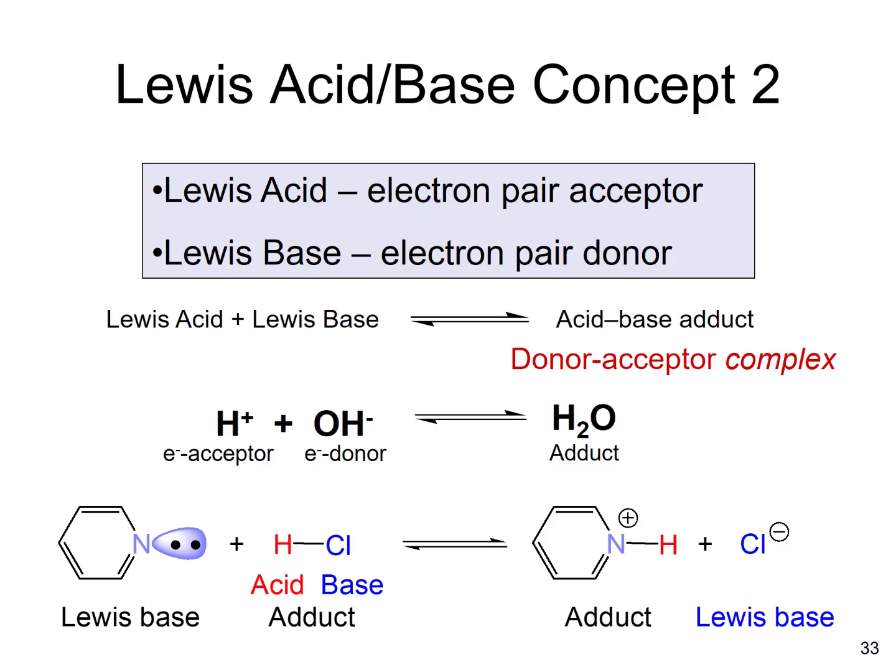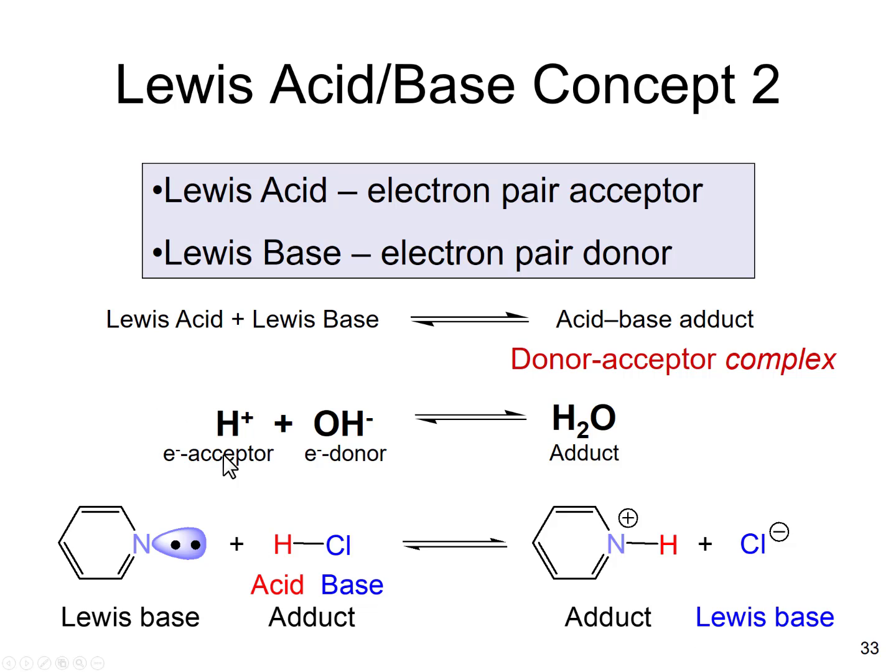The reaction of a Lewis acid with a Lewis base leads to the formation of an acid-base adduct, which is also called a donor-acceptor complex. Now this is quite different from the Bronsted acid-base theory again, whereby an acid-base reaction would actually lead to a conjugate acid-base pair. An example for a Lewis acid-base reaction is depicted here.